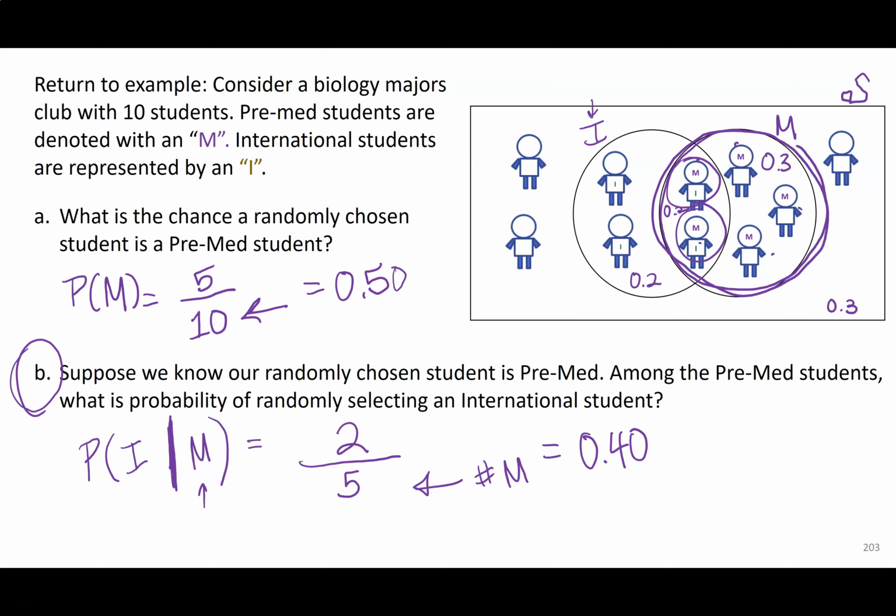So it's about shifting our perspective. The first one we said, hey, out of all 10, what's the probability I pick a pre-med? The second one saying, hey, let's say I know it's a pre-med student, what's the probability that it's also international? And the giveaway to this type of question is we're going to often have the word given. And we'll go through that as well.